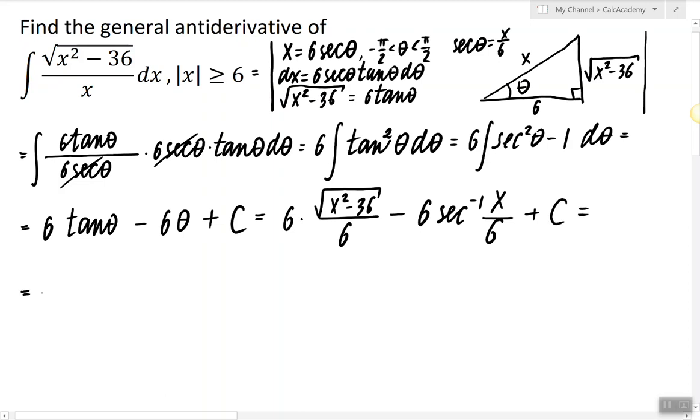And now simplifying it a little bit, we get square root of x squared minus 36 minus 6 secant inverse of x over 6 plus c.